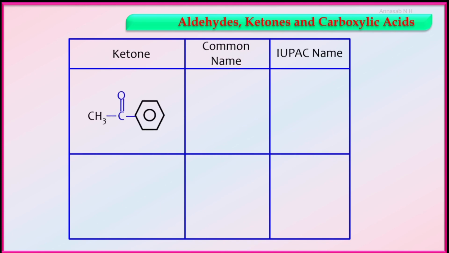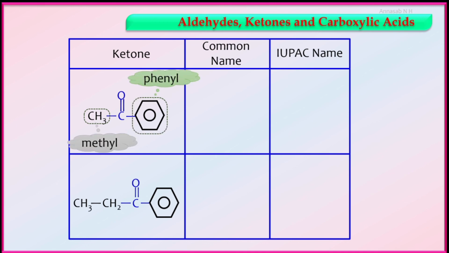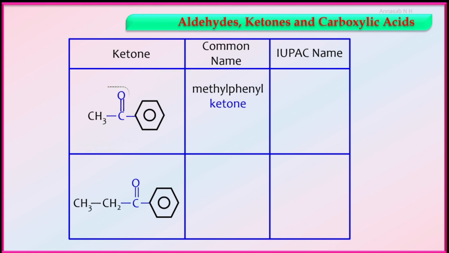CH3 C double bond O linked to a benzene ring, and CH3 CH2 C double bond O linked to a benzene ring. First, a CH3 group and a benzene ring or phenyl group are attached to C double bond O. Arranging them in alphabetical order: methyl phenyl ketone. Or in other words, you can consider the CH3 C double bond O group as an acetyl group linked to a phenyl group. So it is acetophenone.